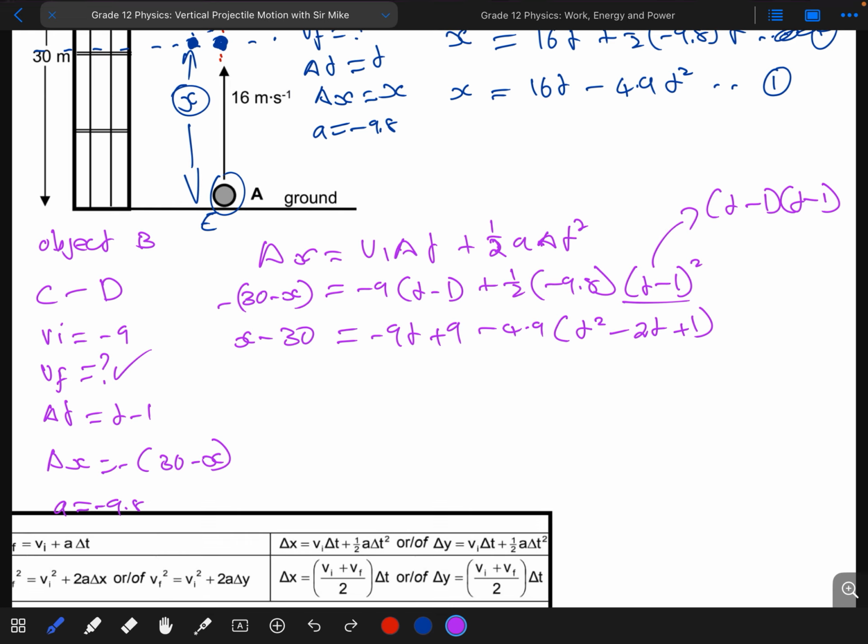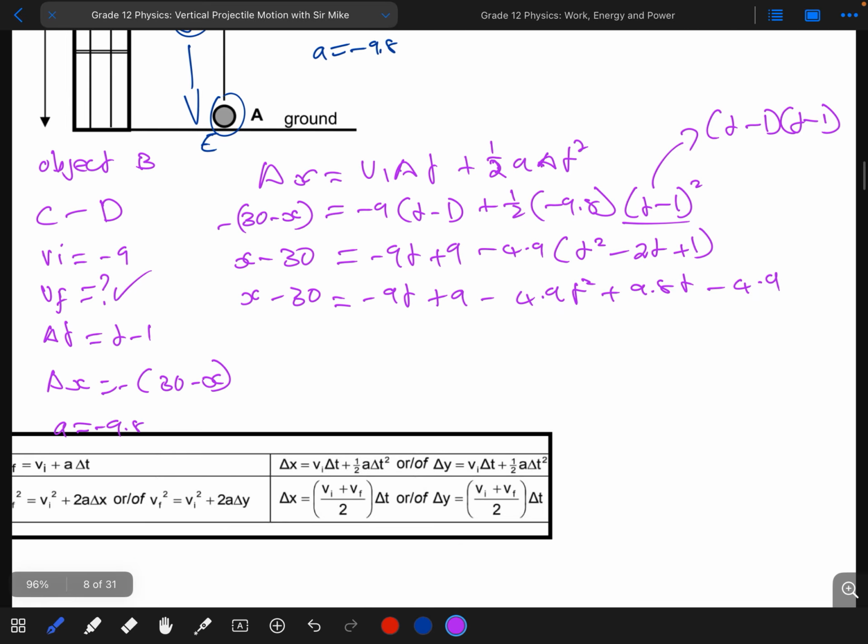So now x minus 30 equals negative 90 plus 9 minus 4.9t squared, minus, now if you multiply this by 2, you simply get positive 9.8t, right? In this case, minus 4.9.